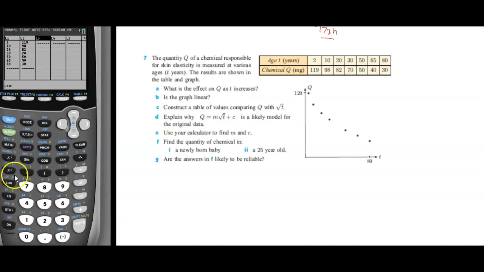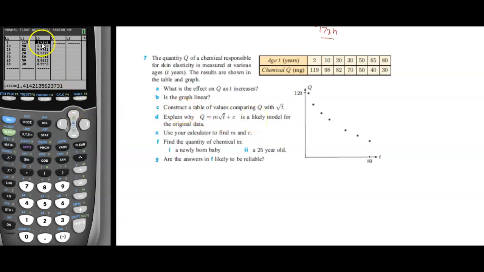So let's do that. I'm going to put square root, which is right here, L1, which I'm going to do by doing second 1, and then hit enter, and it's going to take the square root of all these values and put them into L3 right away. Isn't that great? Okay, so now we have a table with square root of t in L3, and we have our Q values in L2. Okay, so now we have that table. What are we going to do with that? We're going to explain why Q equals m square root of t is a likely model for the original data.